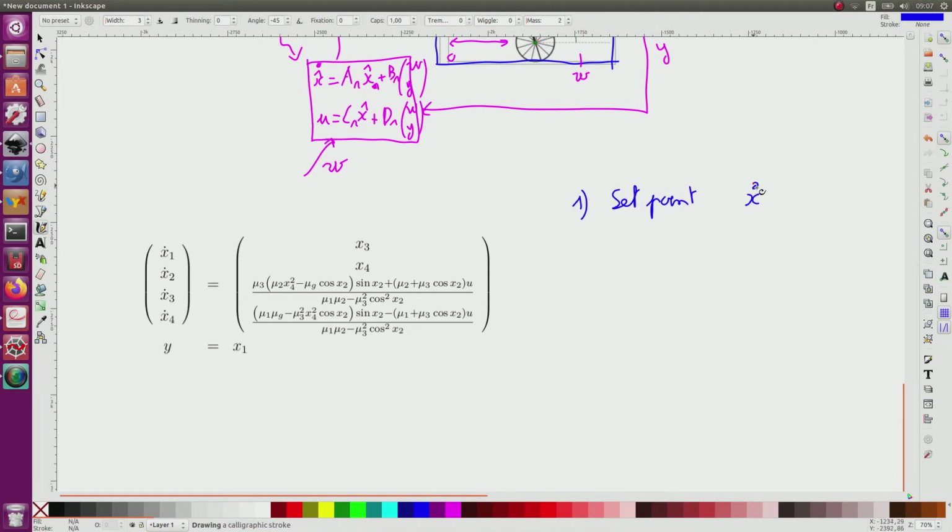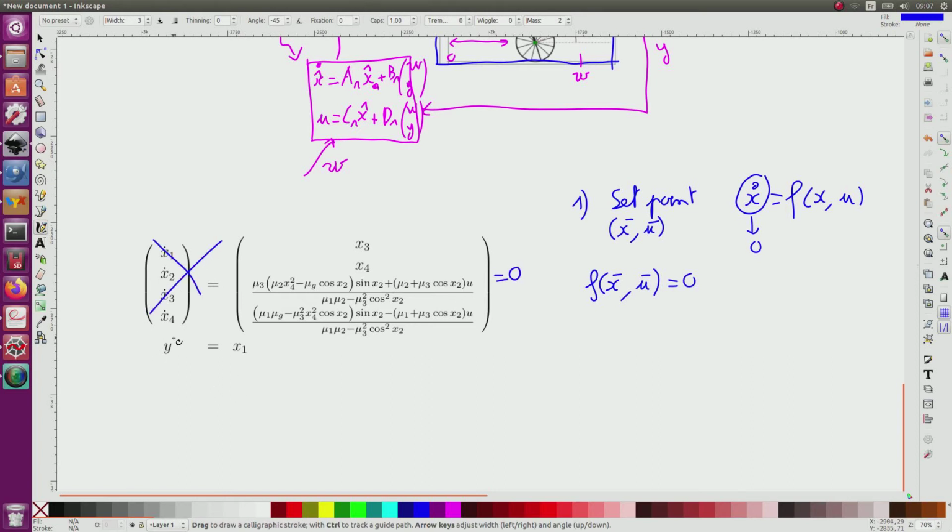I start from this equation, the state equation of my system, and to have a set point I need to be able to stop the evolution, so to have this equal to 0. So a set point x bar, u bar satisfies the equation f of x bar, u bar equal to 0. So it means that I have to solve this equal to 0. I remove this. So here it means that I have bar everywhere.